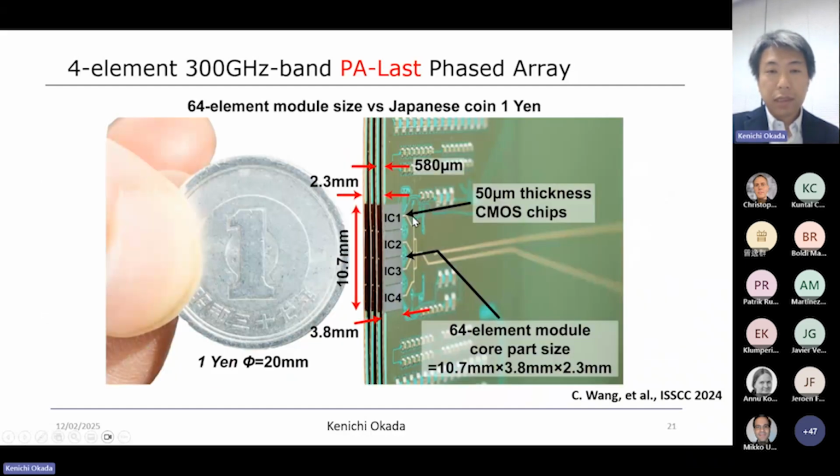And each IC chip has 4 element antennas, and one PCB has 4 ICs. The 4 ICs are implemented like this, and there are 16 ICs, and in total a 64 element module could be realized like this. Almost half lambda pitch phased array could be realized. So a longer communication distance and more than 50 gigabits per second data rate could be realized in this design.